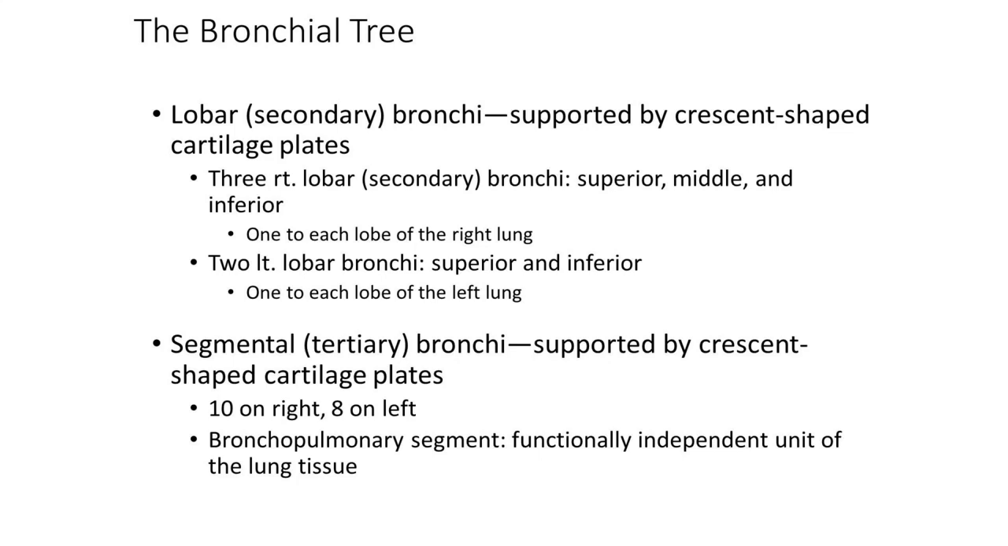Okay, then we have what are called the lobar or the secondary bronchi. These are supported by crescent-shaped cartilage plates. You have 3 right lobar bronchi, the superior, middle, and inferior, 1 to each lobe of the right lung, and you have 2 left lobar bronchi, the superior and inferior, 1 to each lobe of the left lung.